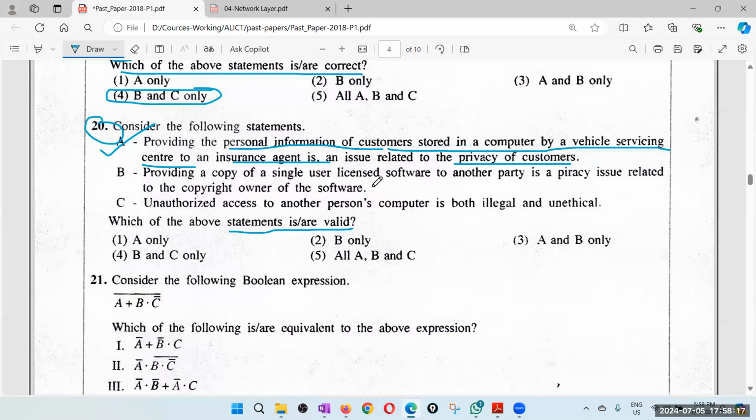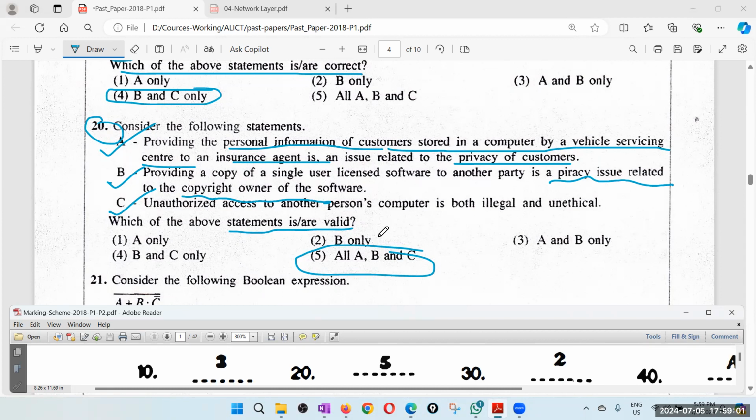Providing a copy of single user license software to another party is a piracy issue. Yes. Because if it is a single user license, you are not supposed to share the license with another one. Okay. Copyright. Yes, it's a copyright violation. Unauthorized access to another person's computer is both illegal and unethical. Right? Unauthorized use, even in Sri Lanka, is illegal under the Computer Crime Act. So I'll go forward. 20, I'll go for 5.